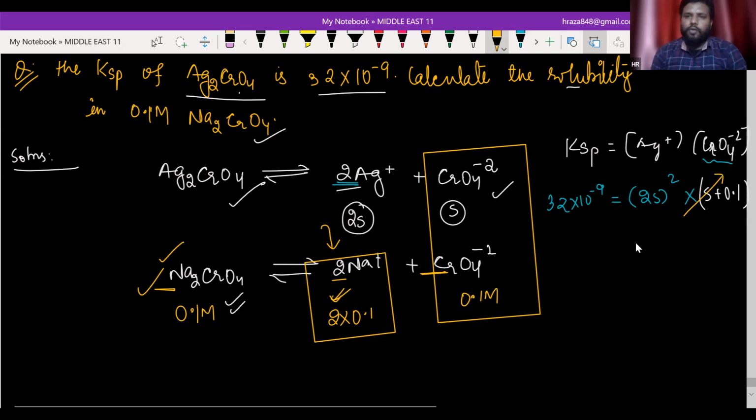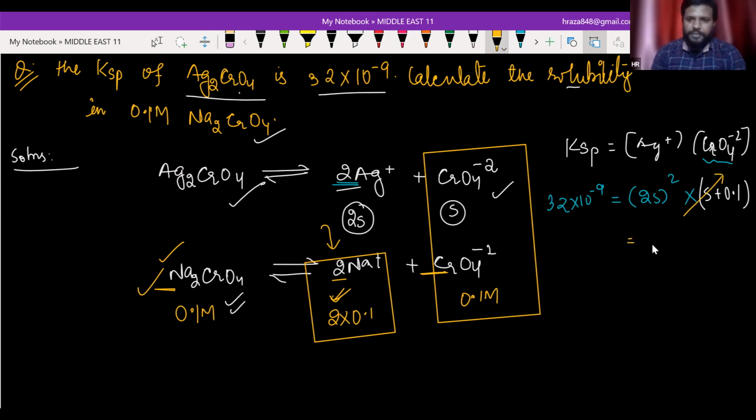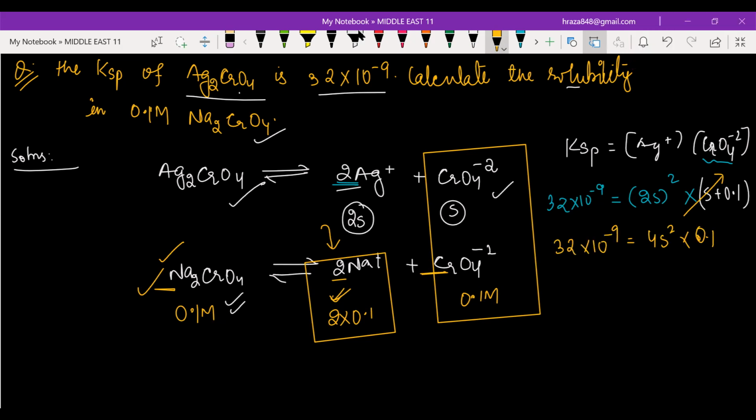Now if you are going to solve it, it will be equal to 4 s square into 0.1 into 0.1. Can you solve it now, Saif? Yes, sir. Please solve it.